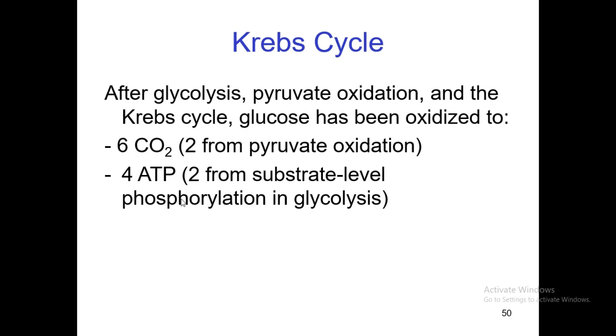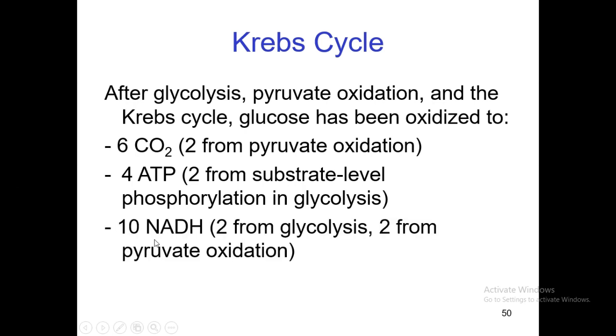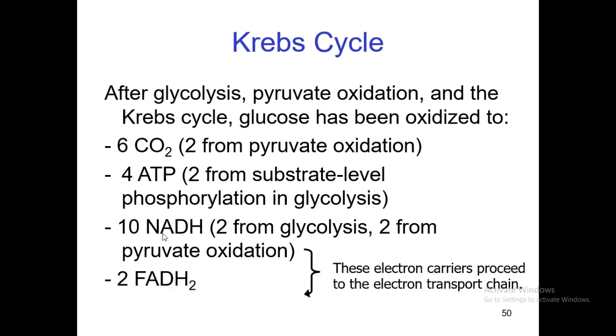4 ATP, 2 of which come from glycolysis. Then the other 2 are from substrate level phosphorylation in the Krebs cycle, in step 5. 10 NADH were produced so far: 2 from glycolysis, another 2 from stage 2, which is pyruvate oxidation, and the other 6 produced in the Krebs cycle itself. And 2 FADH2 made in step 6 of the Krebs cycle. So the NADH and FADH2 are delivered to the electron transport chain. Okay?